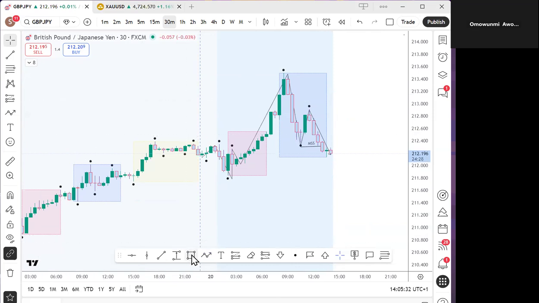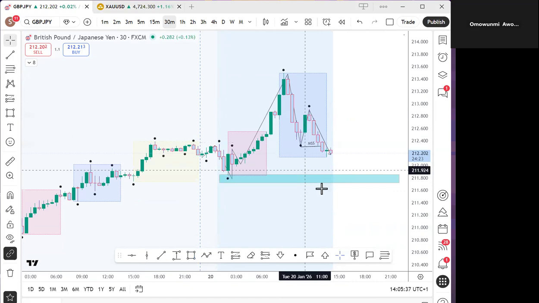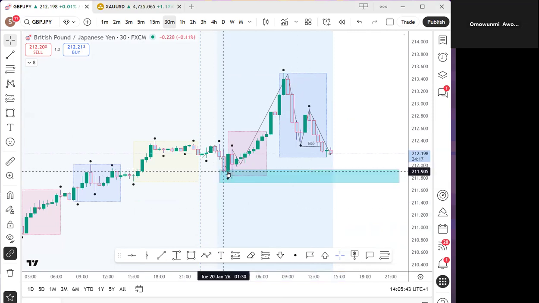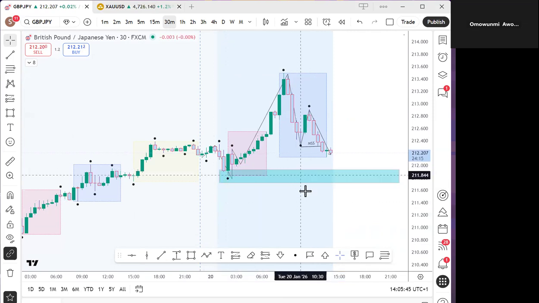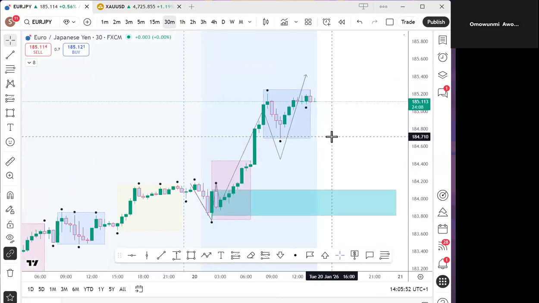Right, and then let's just mark that level. So we're expecting it to come down to this level, possibly, before it turns. Okay, let me put it a bit higher there. Aha, so it gets these lows there too. Okay, so let's see. Next pair, euro yen.